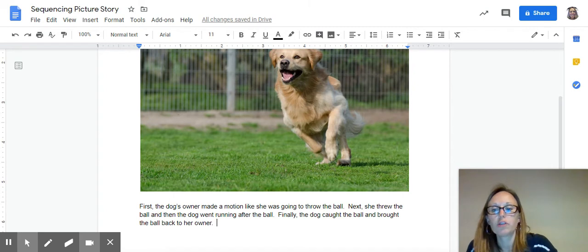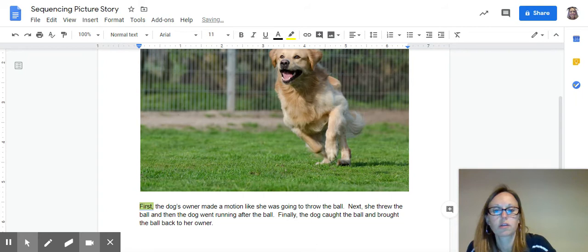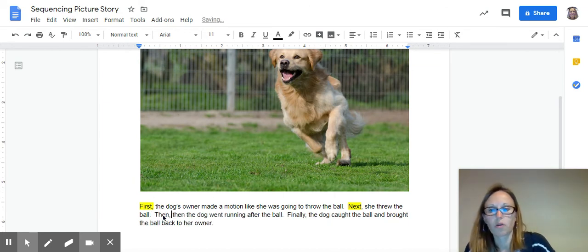Okay, so I want you to pay very close attention to this word right here. I'm going to highlight it. First, next, and then I'm going to actually change this, and I'm going to say then. And after you use your words for your sequencing, you want to put a comma after them.